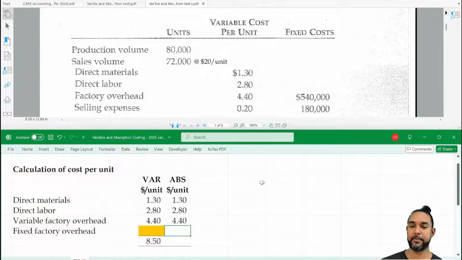And for the fixed factory overhead, we have 540,000 to make 80 units. So what we'll do is we'll take that 540 and divide it by the 80,000. Oh, that's one zero too many.